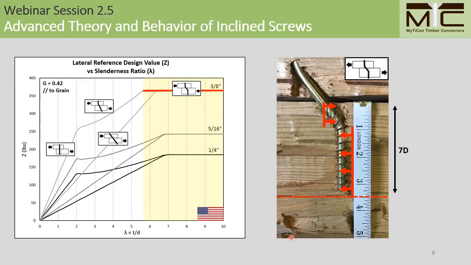Basically, at a penetration depth of 7D, the dowel bearing resistance of the wood within this range here is sufficient to produce a plastic hinge in the fastener. So once this plastic hinge is formed in the fastener, then any further dowel bearing resistance from further fastener penetration length beyond 7D is considered irrelevant. So basically, in theory, at 7D penetration, the lateral design strength is limited by the bending resistance of the fastener.